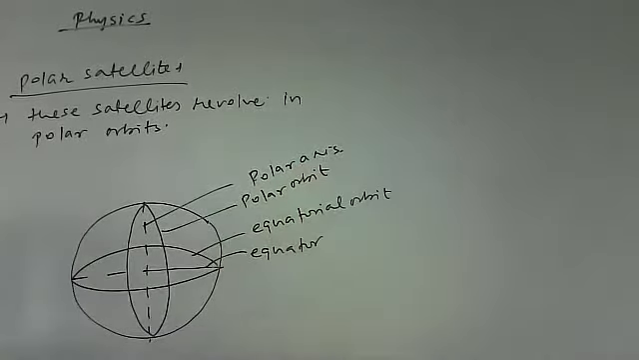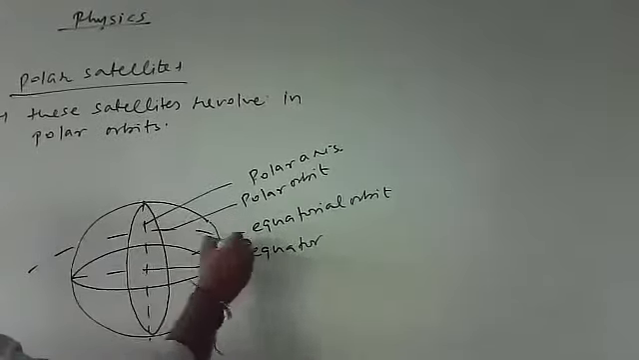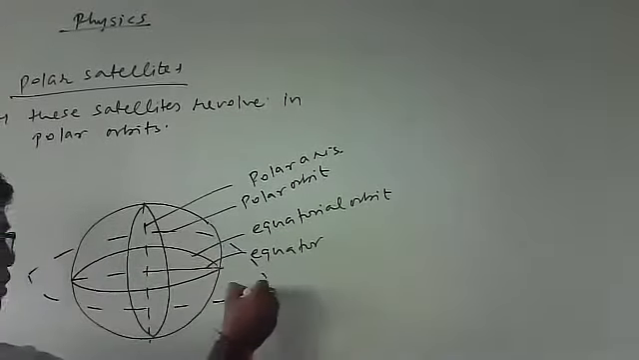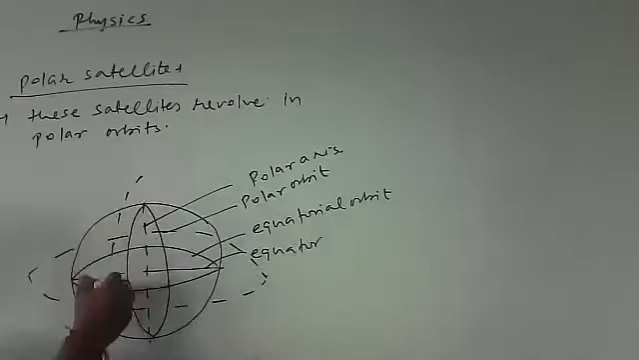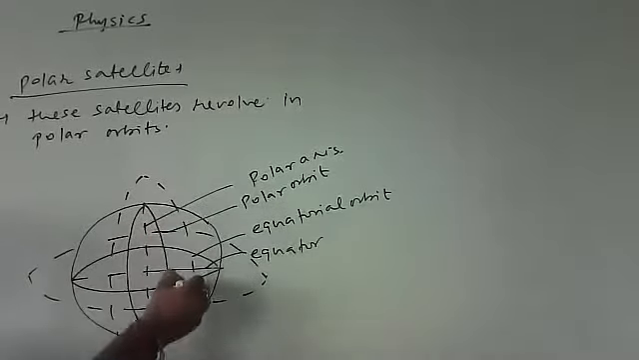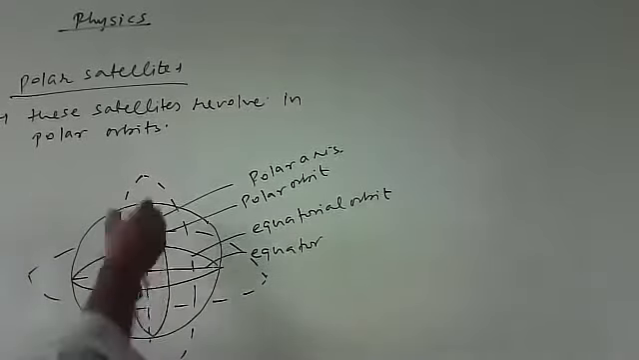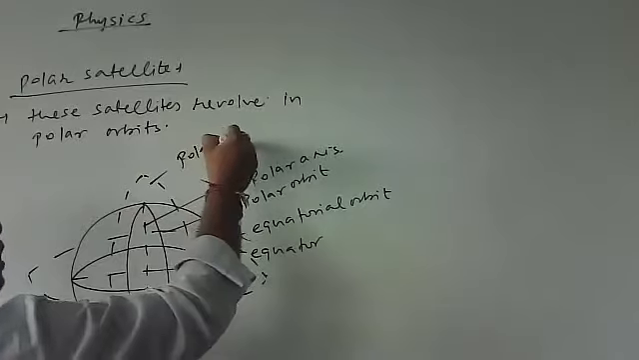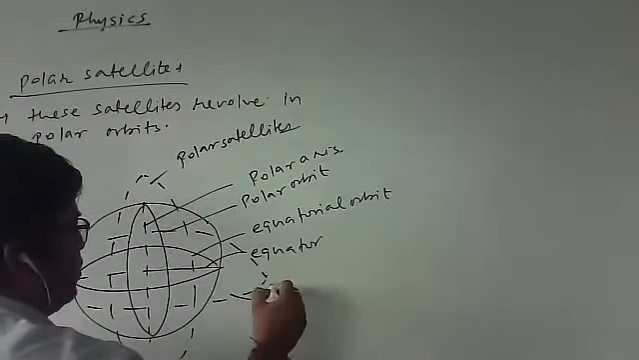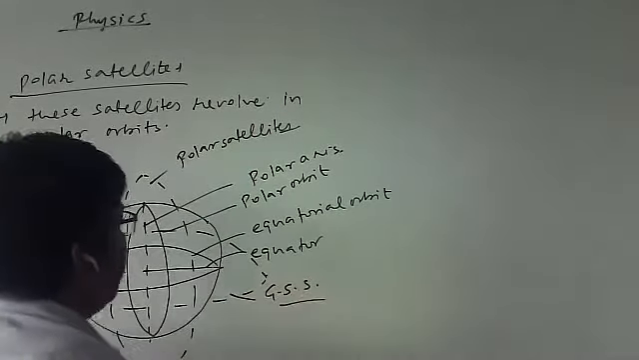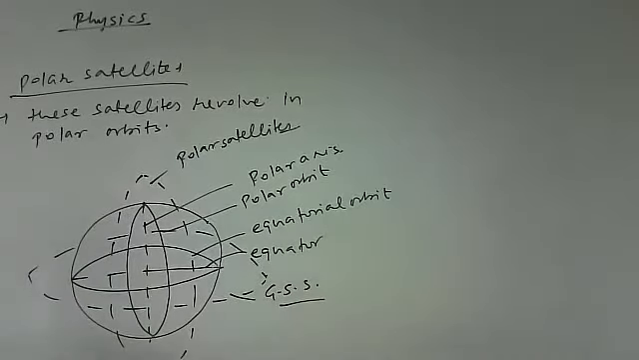The geostationary satellite is revolving in the equatorial orbit. That means it is following this kind of trajectory, coplanar to the equatorial orbit. And polar satellites are revolving in the polar orbit, so this will be the trajectory of polar satellites. Here GSS, geostationary satellites, are revolving.